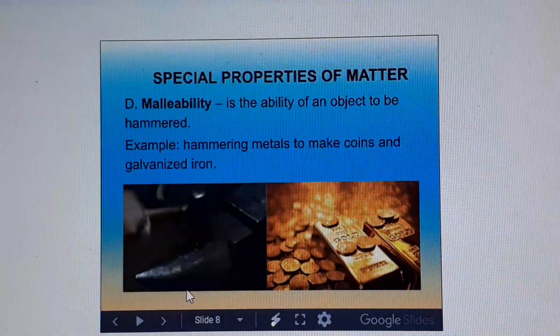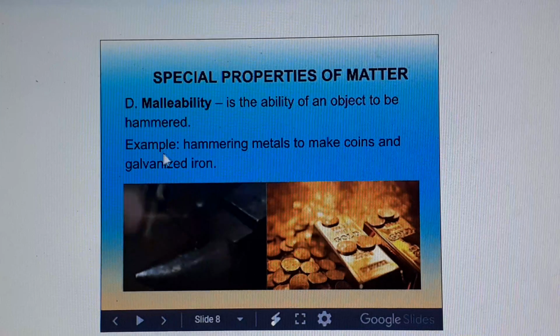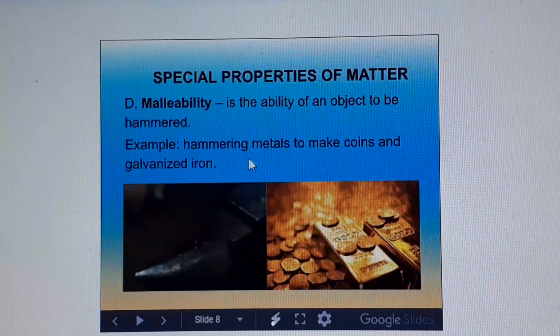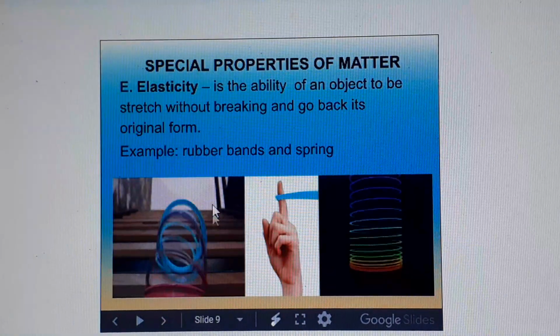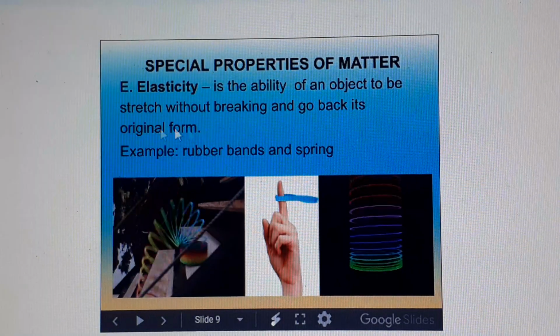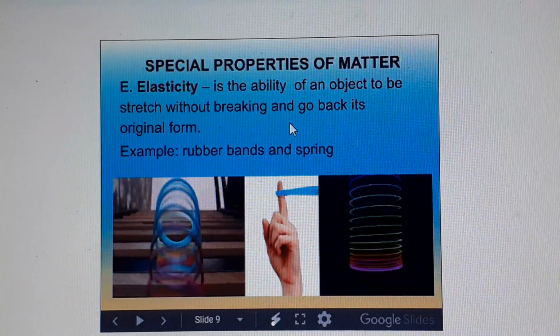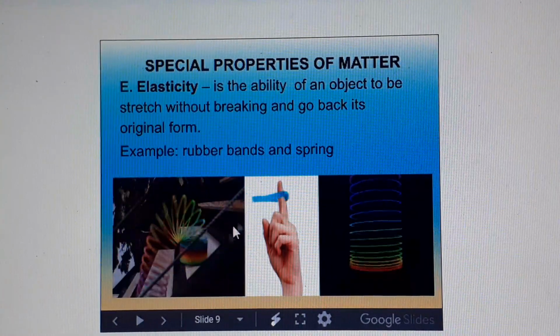Next, malleability. It is the ability of an object to be hammered. Example, hammering metals to make coins and galvanized iron. Next, elasticity. It is the ability of an object to be stretched without breaking and go back to its original form. Example, rubber bands and spring.